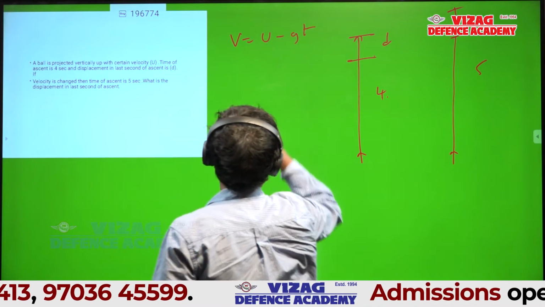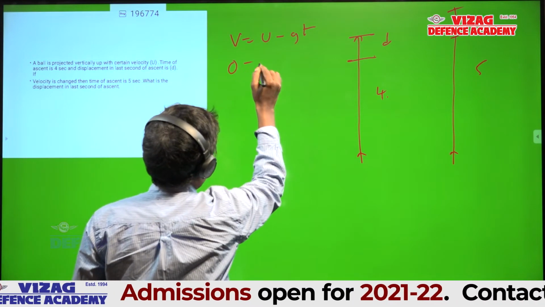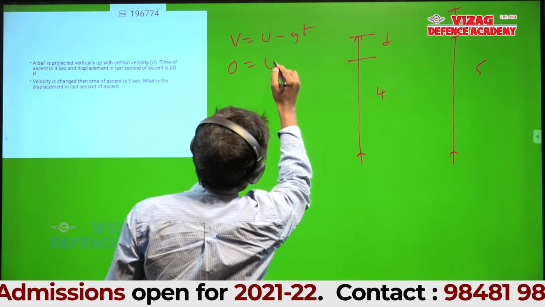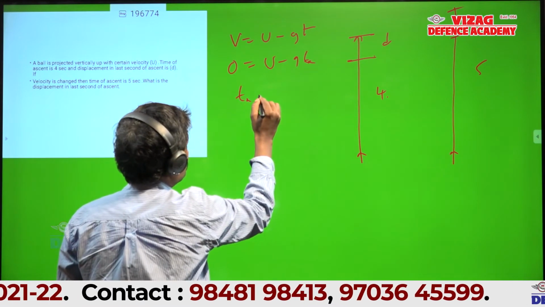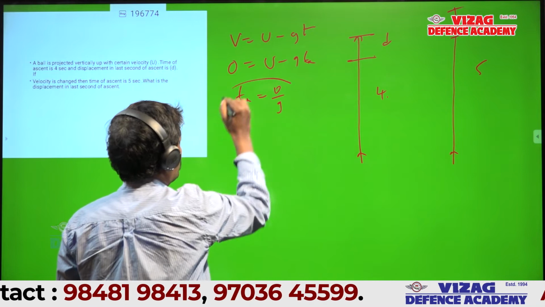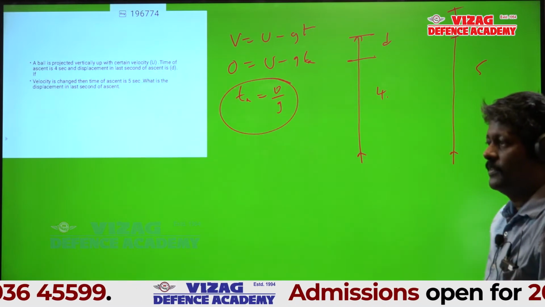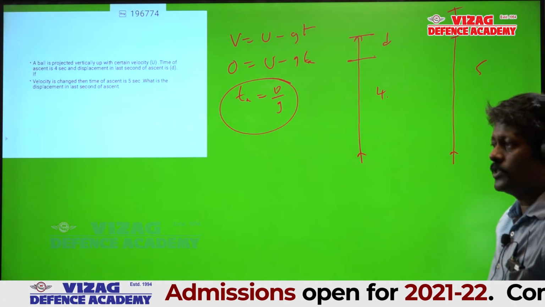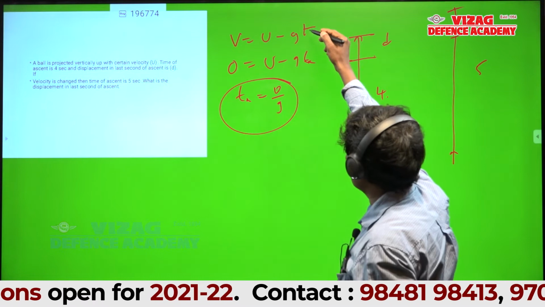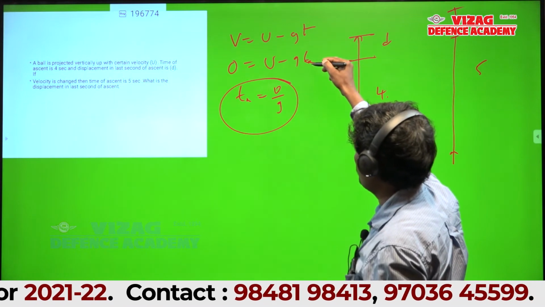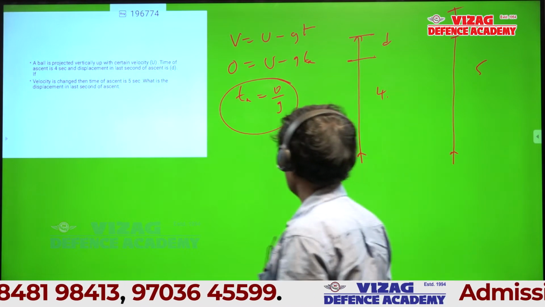v equals u minus gt. At the highest point, what is the velocity? At the highest point, velocity is 0. So 0 equals u minus g TA, and TA is u by g. I gave you this formula already. In the place of t, I will write TA. TA means time of ascent, u by g.